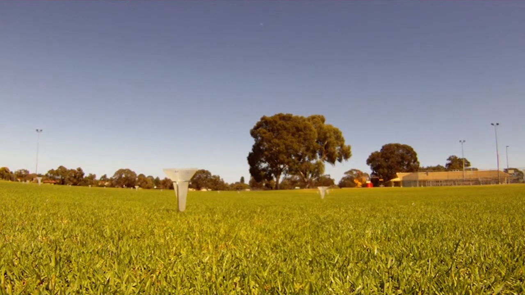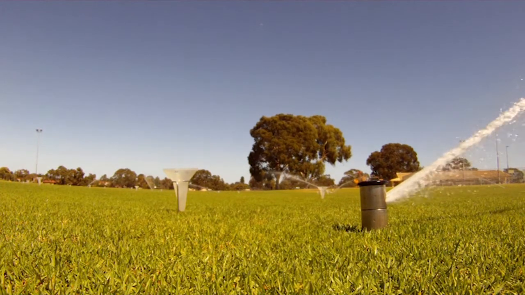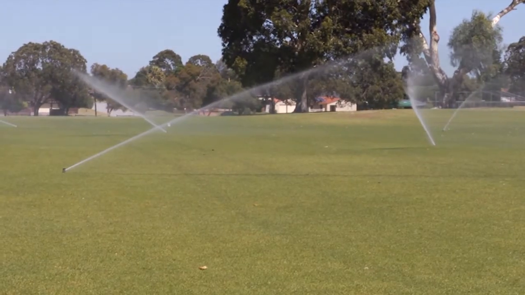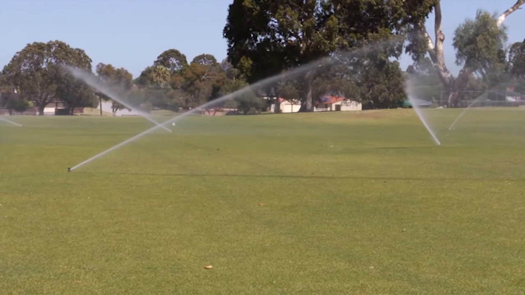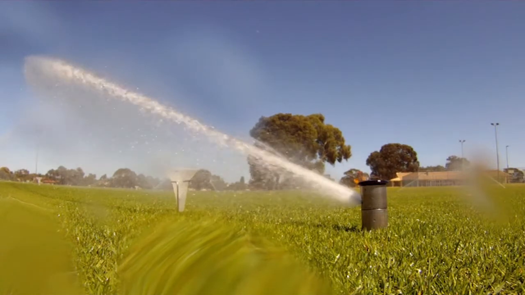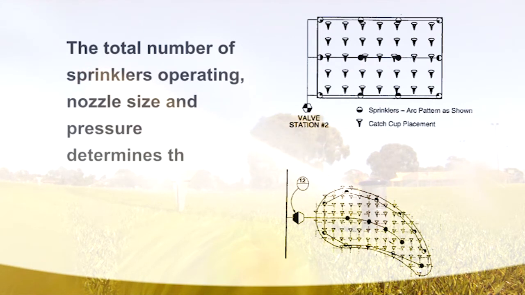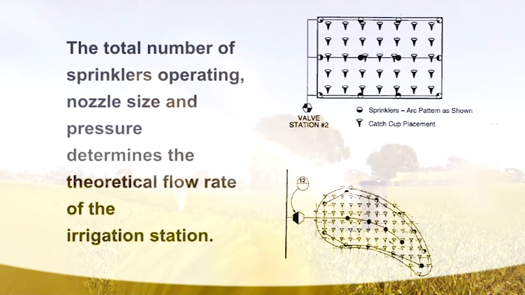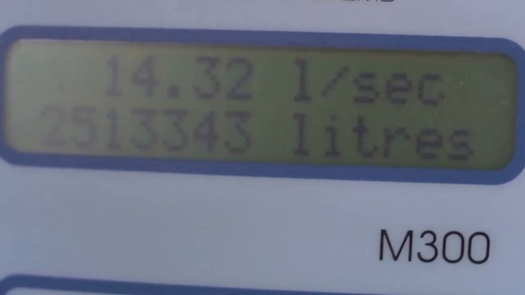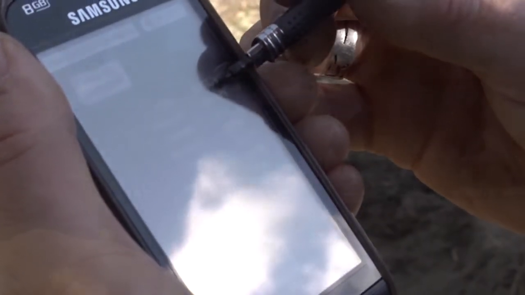While the system is operating, take the opportunity to observe that all sprinklers are rotating correctly and that they are completing a full 360 degrees rotation. Gear drive sprinklers, when new, usually have a rotation time of about 3 minutes. The total number of sprinkler heads operating on the station should be recorded. This information, together with nozzle size and pressure, enables us to calculate the theoretical flow rate for the station, and we can then compare it with the actual flow from the water meter reading. If sprinkler pressures have not been recorded already, this is a good opportunity to gather that information.